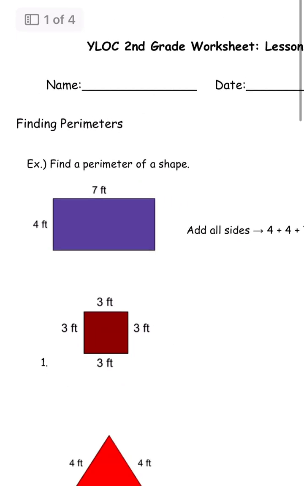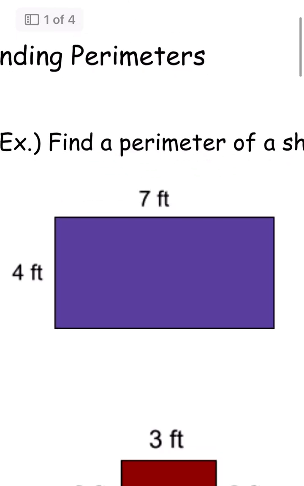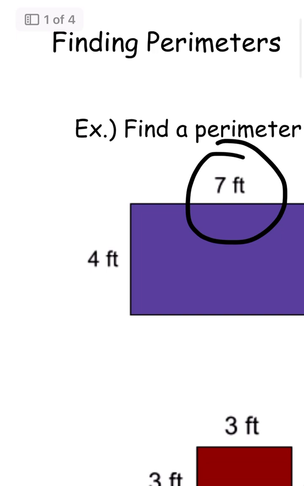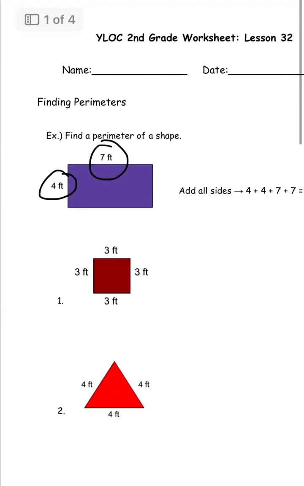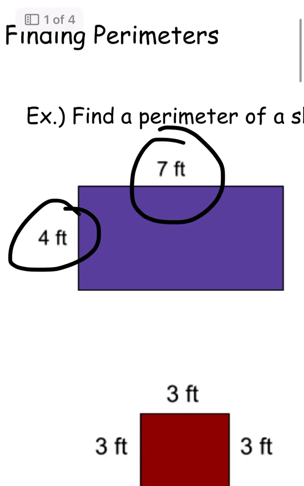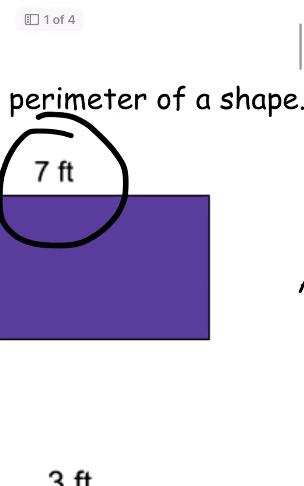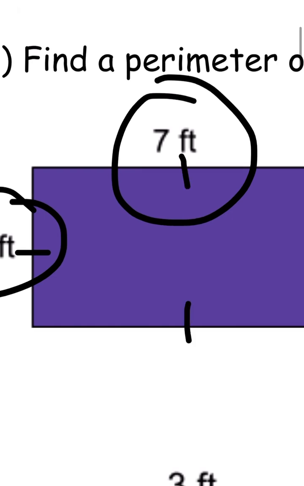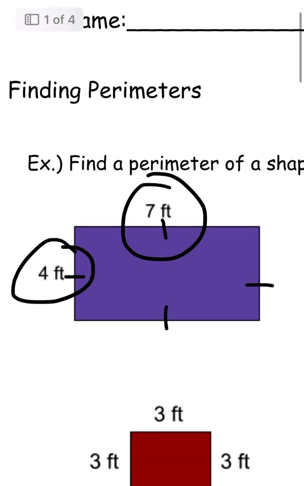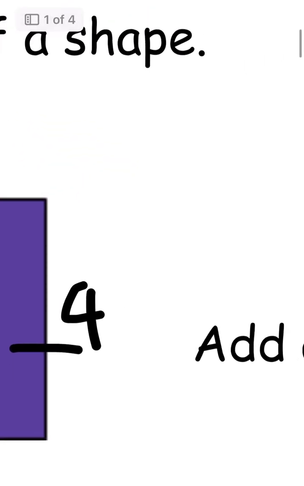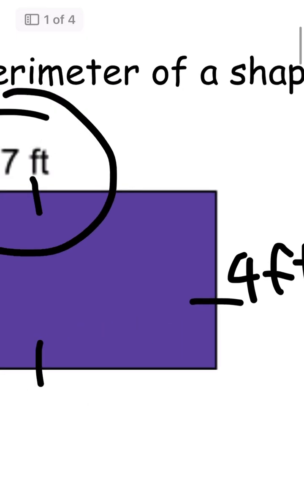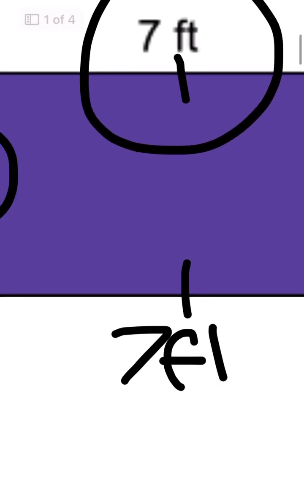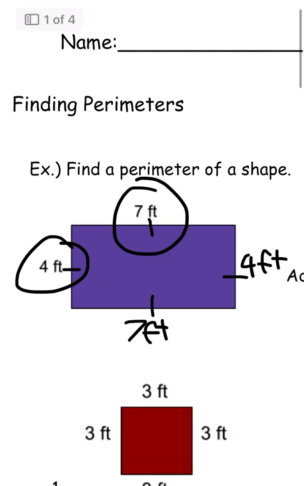So this is a rectangle, right? And the one side is 7 feet and another side is 4 feet. So we know that these two sides are equal, and also these two sides are equal. So two sides are equal each, right? Which means that this side is 4 feet. The bottom side is 7 feet, right?